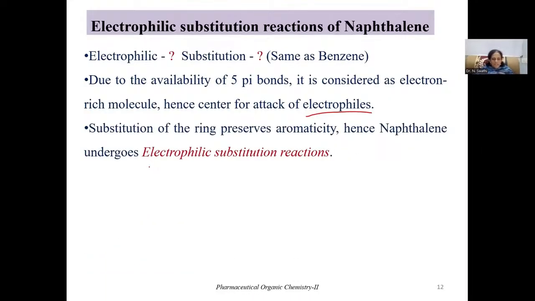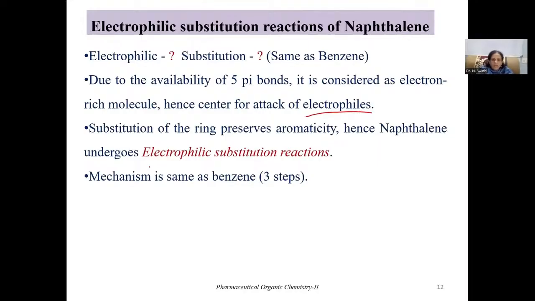Now, what is the reason why naphthalene prefers electrophilic substitution reactions? If you see, in a substitution reaction, one group will be replaced with another group. So upon replacement of the group, the naphthalene ring system still preserves aromaticity. It is because of this reason that naphthalene undergoes electrophilic substitution reaction similar to that of benzene. As we have discussed in case of benzene, the electrophilic substitution reactions of any aromatic compound involve 3 steps. So the mechanism involved in electrophilic substitution reactions of naphthalene is also similar to that of benzene, involving the same 3 steps.